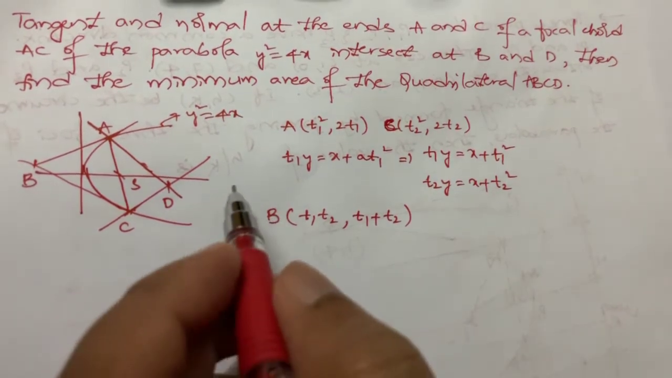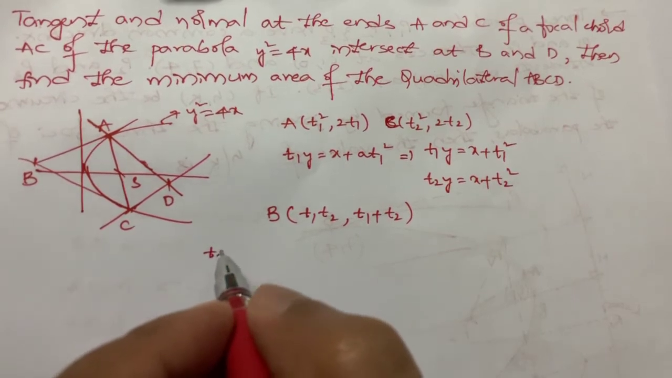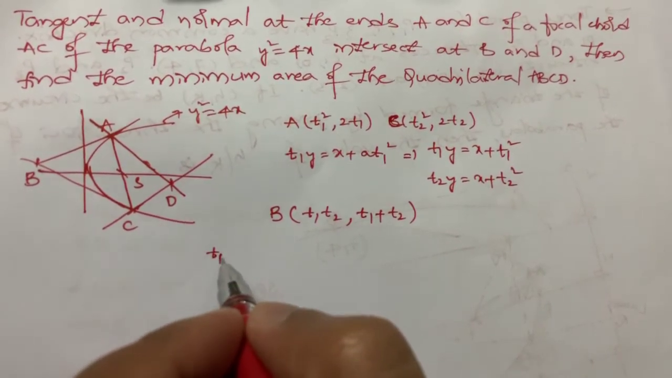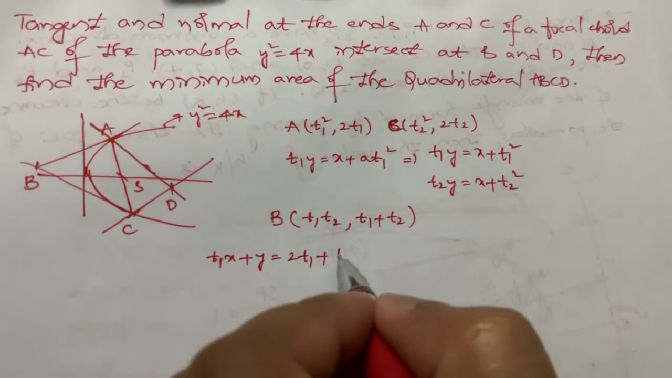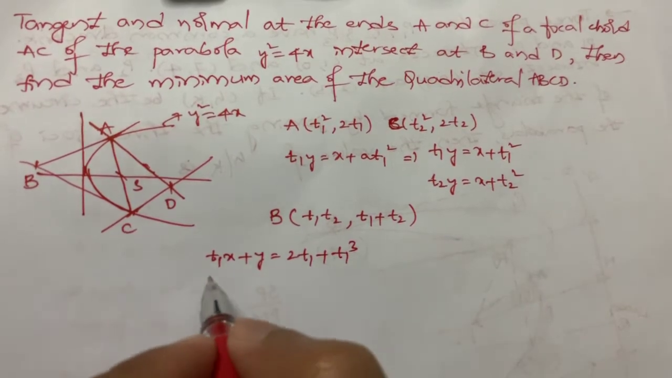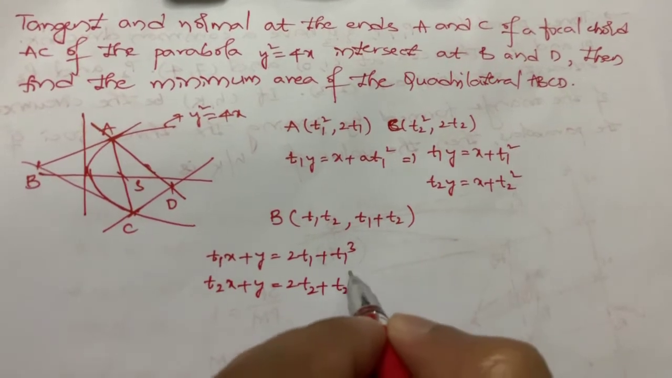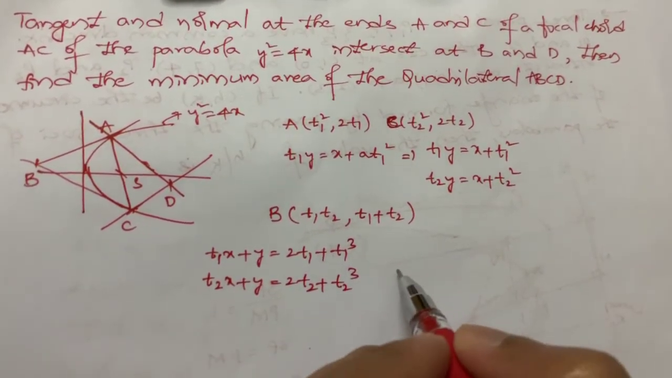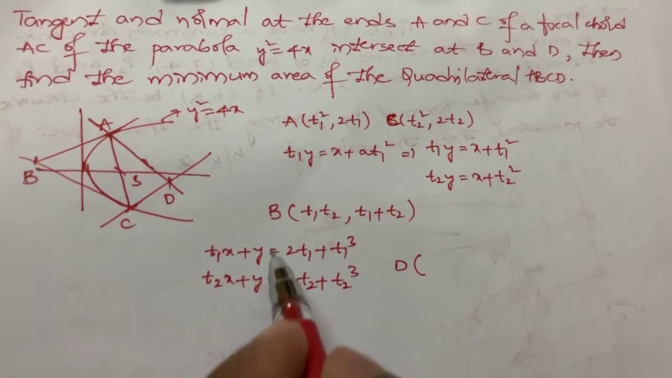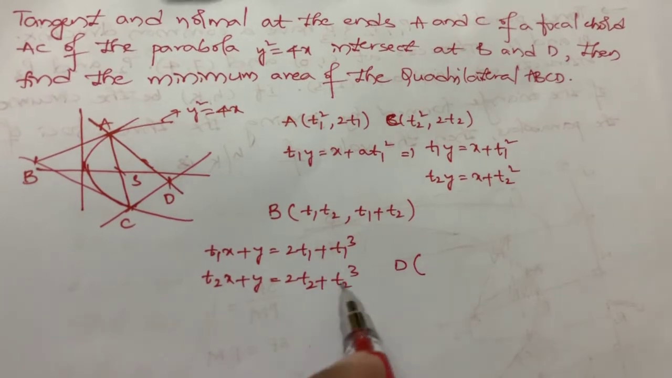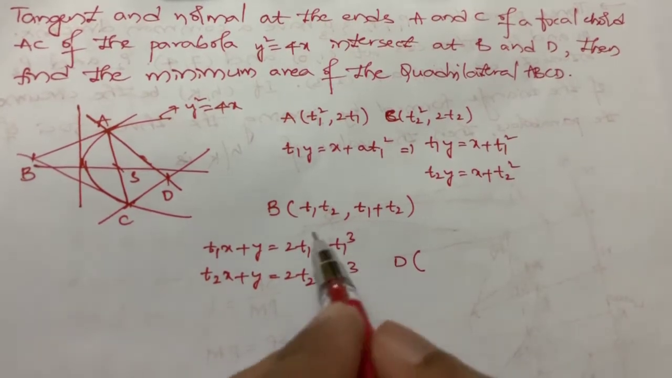So I want the equation of the normal now. The equation of normal is tx + y = 2at + at cubed. So t1x + y = 2t1 + t1 cubed, because a is equal to 1. Again, t2x + y = 2t2 + t2 cubed. If I solve these two, I will get D. Subtract these two, y will be eliminated, and x equals 2 + t1 squared + t2 squared - t1 t2, right?